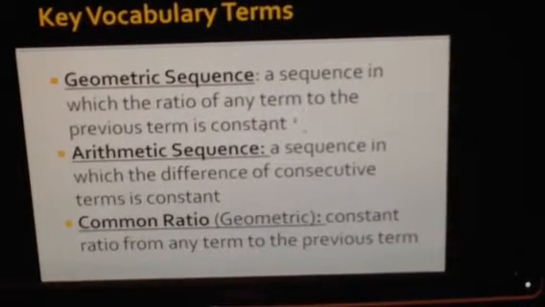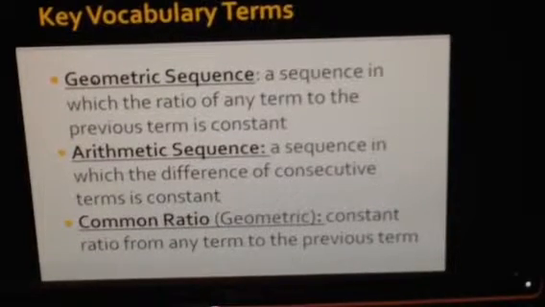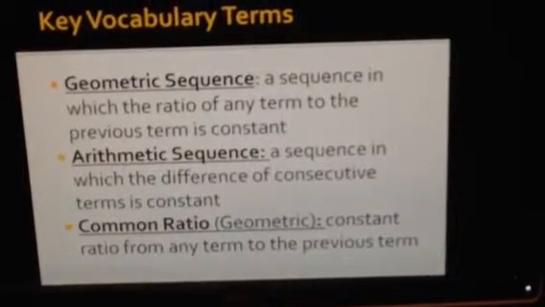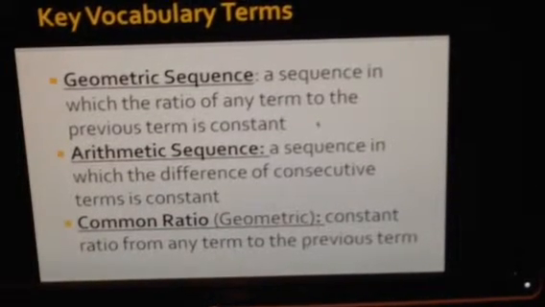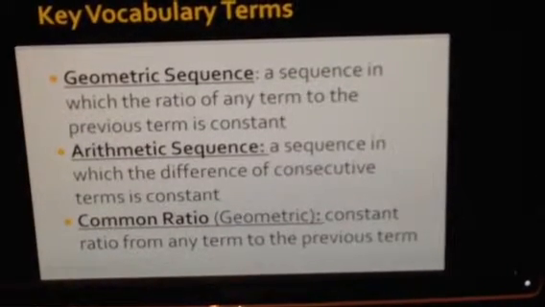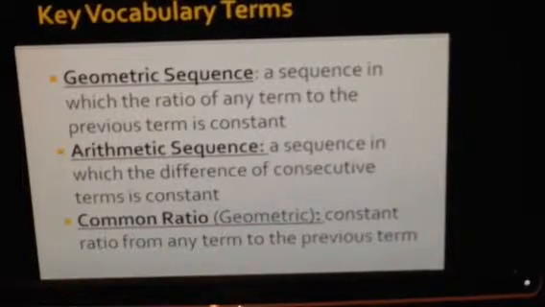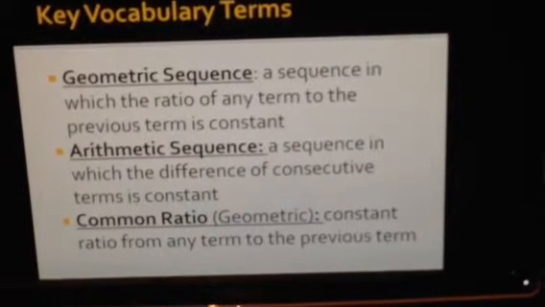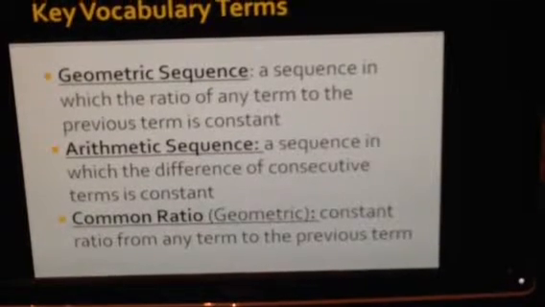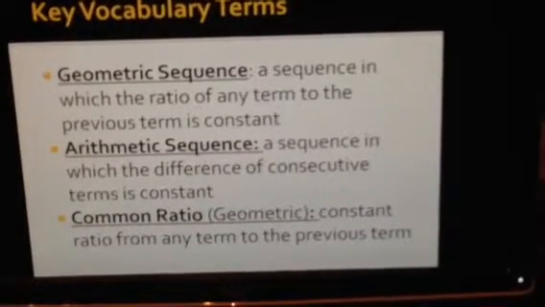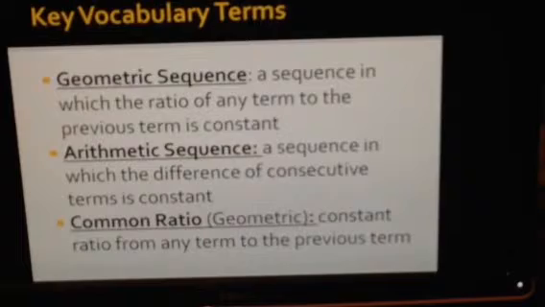Some vocabulary terms you might need to know are geometric sequence, which is a sequence in which the ratio of any term to the previous term is constant. Arithmetic sequence, a sequence in which the difference of consecutive terms is constant. A common ratio, which goes with geometric sequences, which is the constant ratio from any term to the previous term.